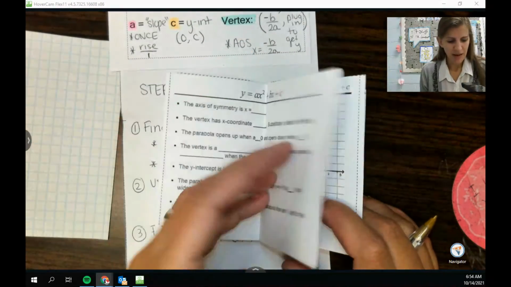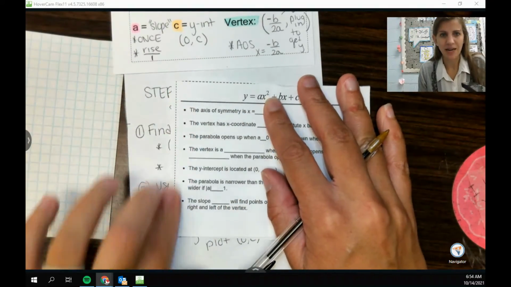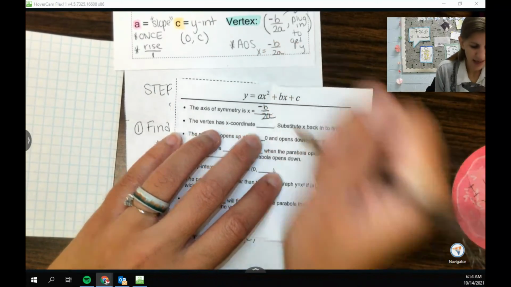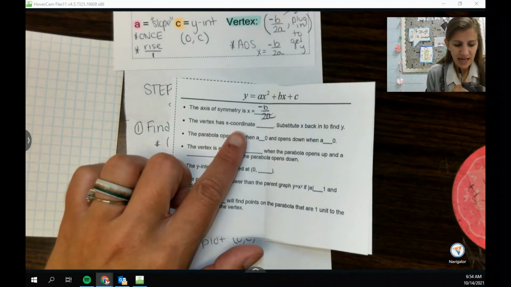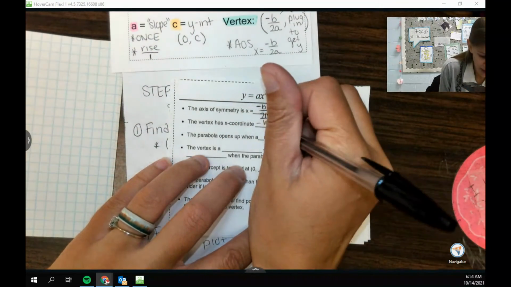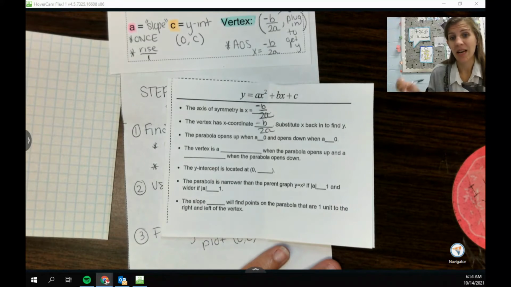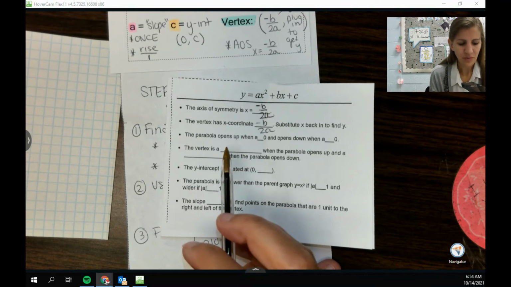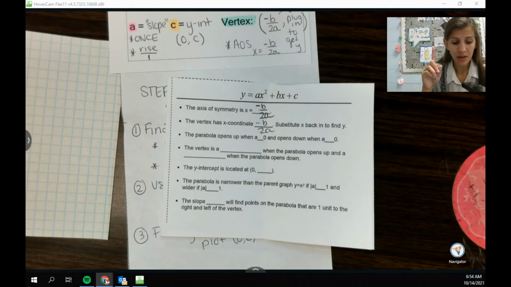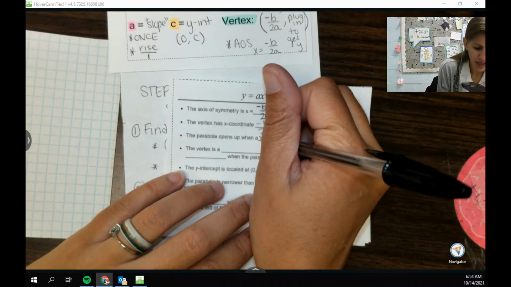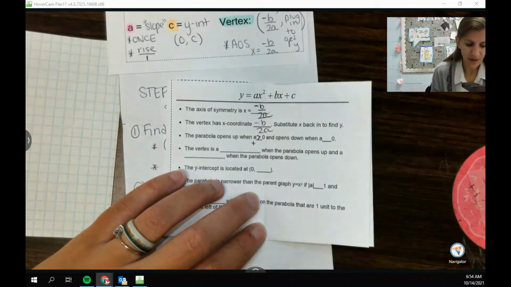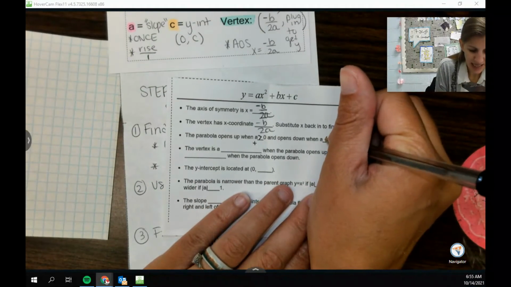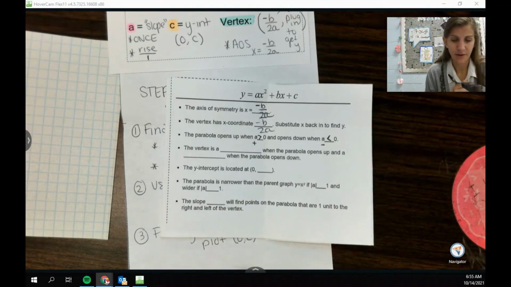Okay, let's go back and talk about a couple of things here, just as a reminder. To find the axis of symmetry, we're going to do -b over 2a. The vertex has an x-coordinate of that, so -b over 2a. We're going to substitute whatever that is back into our equation to find y. My parabola is going to open up when a is bigger than 0, because that means positive. My parabola is going to open down when a is less than 0, because that means it's negative.